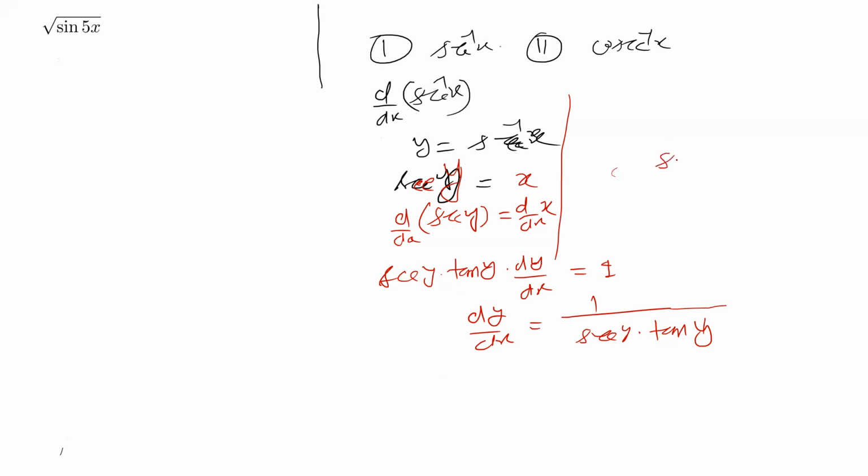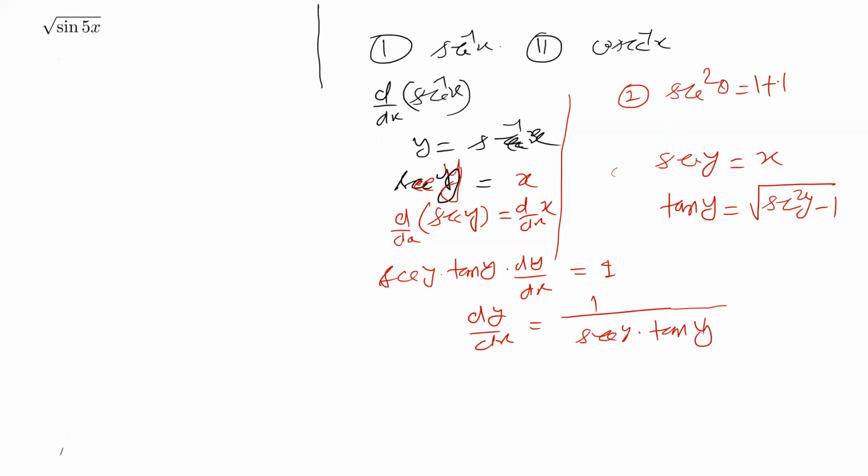We know that sec y equal to x. Then what is tan y? You can also write this way, under root sec square y minus 1. We are using the identity: sec square theta is equal to 1 plus tan square theta. We find out the tan theta value. Then tan theta is equal to under root sec square theta minus 1. So hope you understood. So tan y is equal to under root sec square y minus 1.